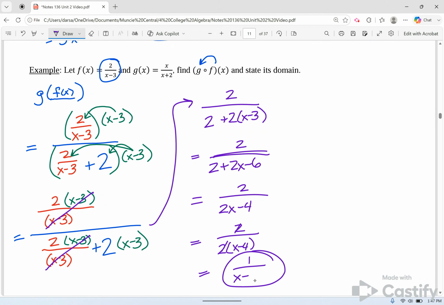Oh, x minus 2. Silly me. When you factor out a 2, that's a minus 2. So either answer, 1 over x minus 2 or 2 over 2x minus 4, is acceptable. The second one's just a little bit more reduced.